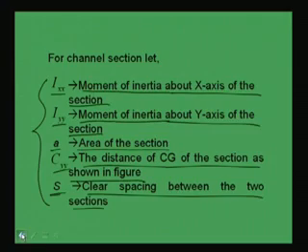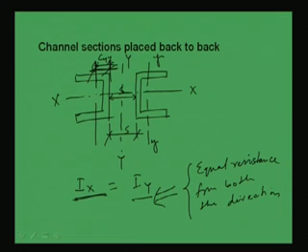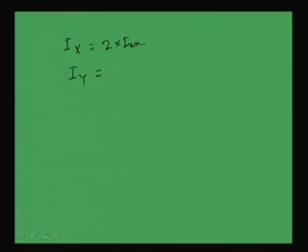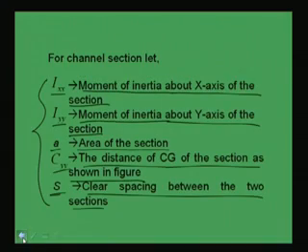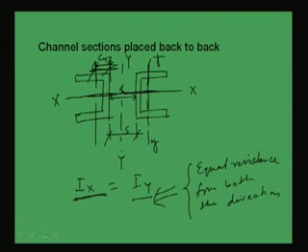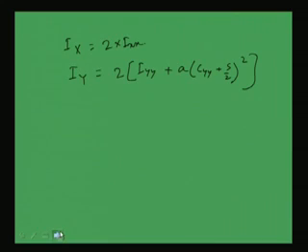Now we can find the other details. Ix will be 2 into Ixx, one section here and another one here. Similarly, Iy will be 2 into Iyy plus A into (Cyy plus S by 2) whole square. That is, 2 Iyy about this axis, plus A R square, where R means S by 2 plus Cyy. So Iy will be this one.